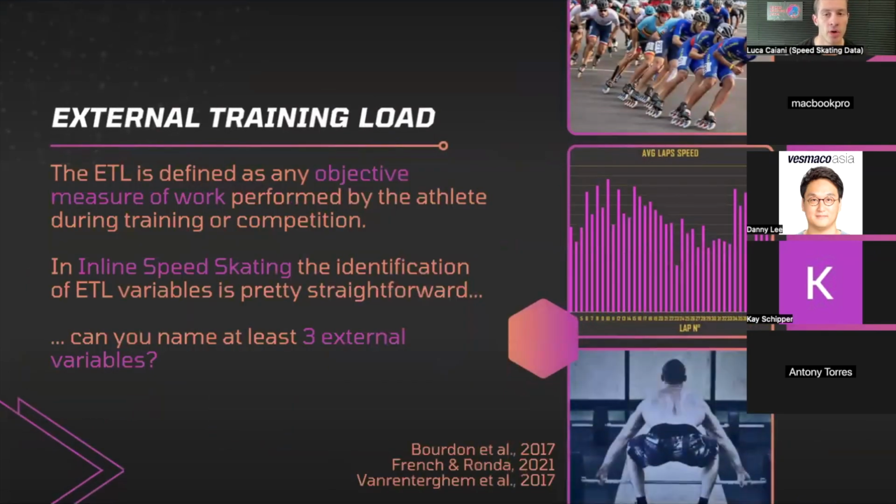So the external training load is an objective measure of, again, what we are doing during a training session. In inline speed skating it's pretty straightforward. It's pretty easy. If you are a coach or even an athlete, you already know at least 3 external variables.